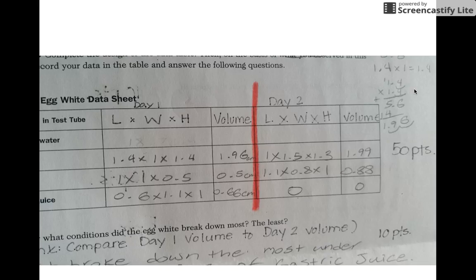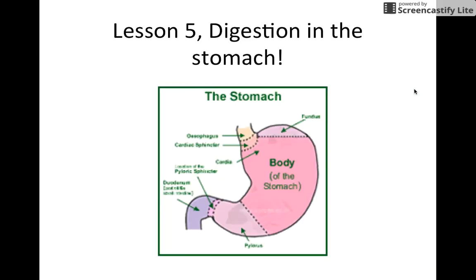First of all, I want to start by explaining that you're going to explore digestion in the stomach in lesson 5. And in doing so, students are going to learn that there are 3 layers of muscles that churn the food, as well as how the gastric juices, what they're composed of, and how they work.